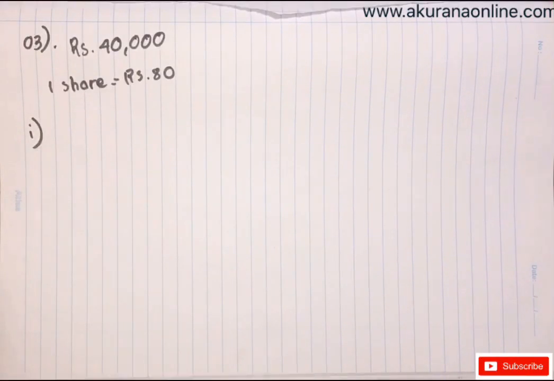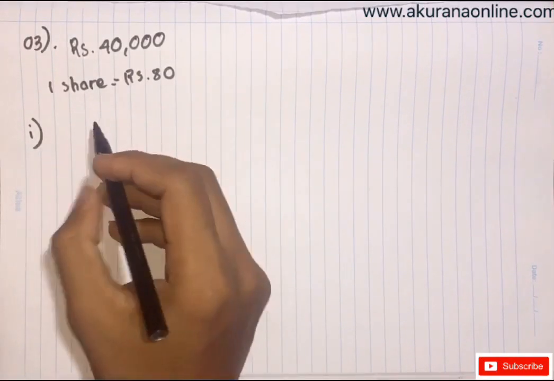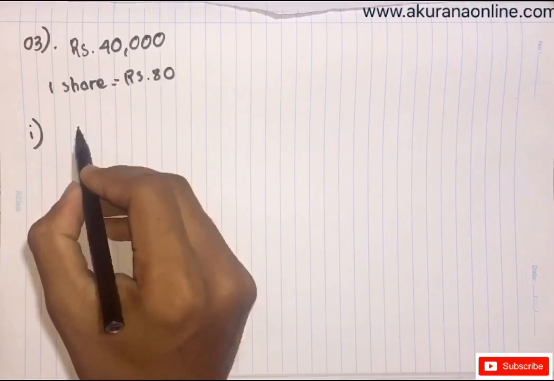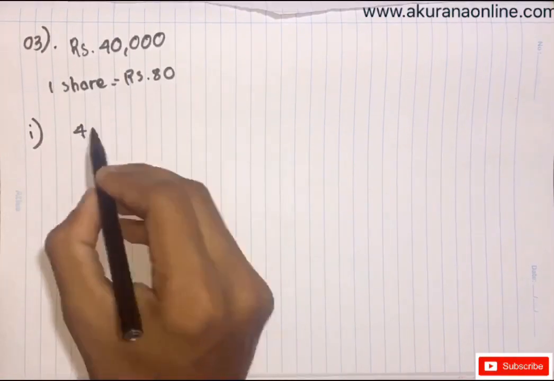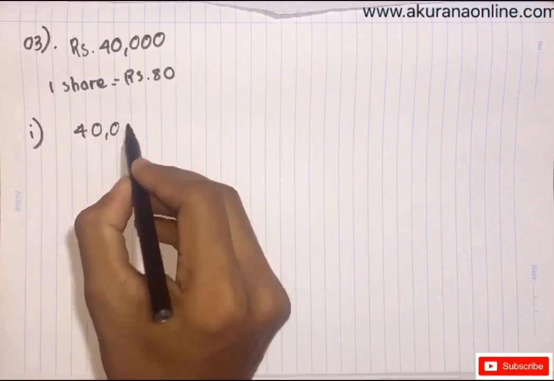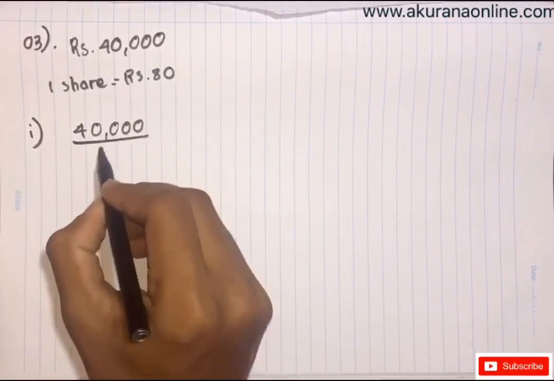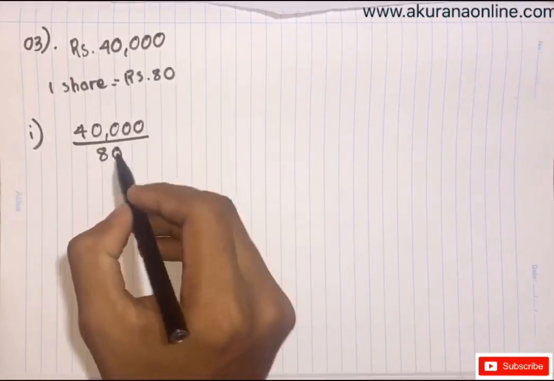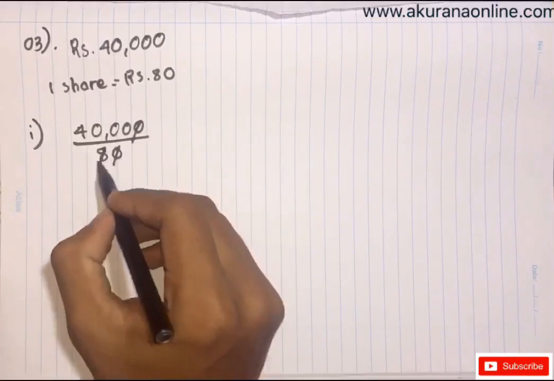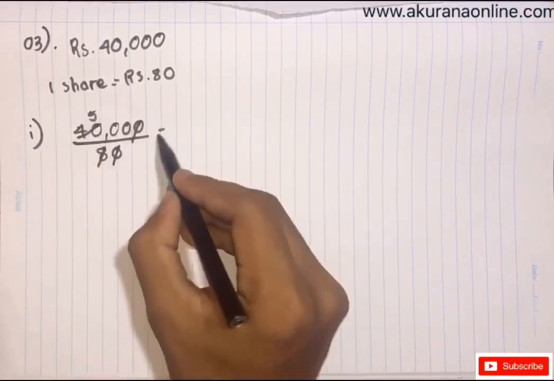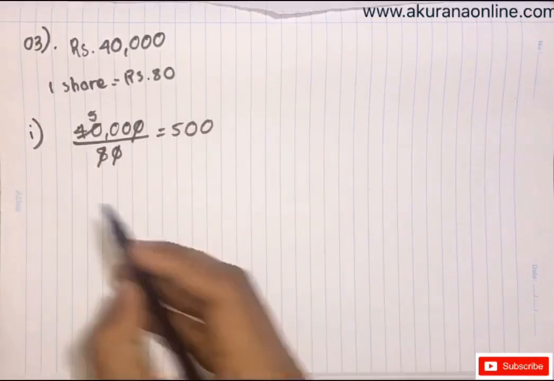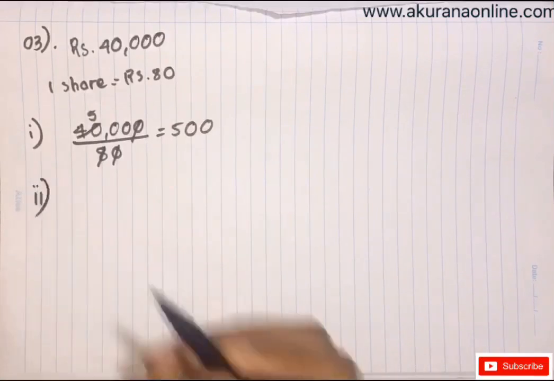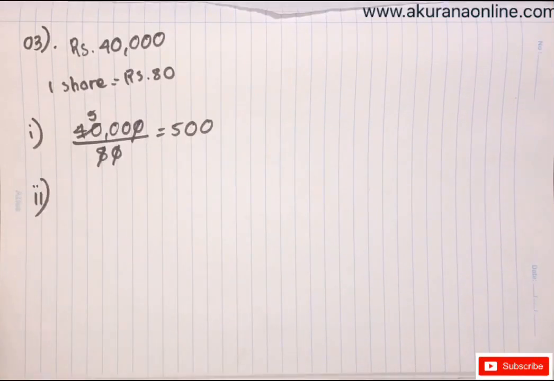Here, find the number of shares he buys. Number of shares, how do we find it? This is the total amount. You have to divide by the amount of one share. That is 40,000 divided by 80. How much is it? You can cut the 0. It's 5. So the total number of shares is 500. This person is buying 500 shares.